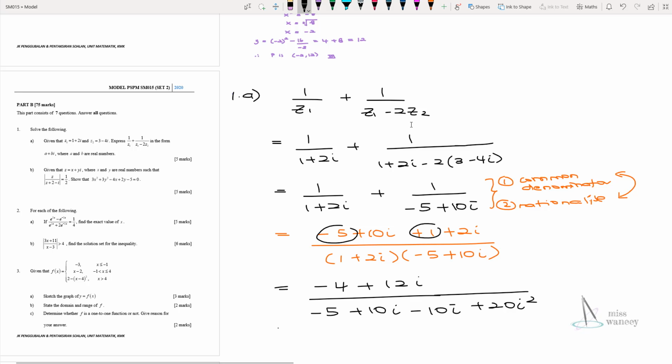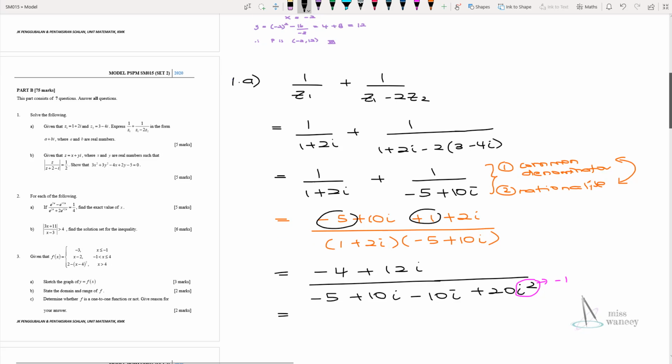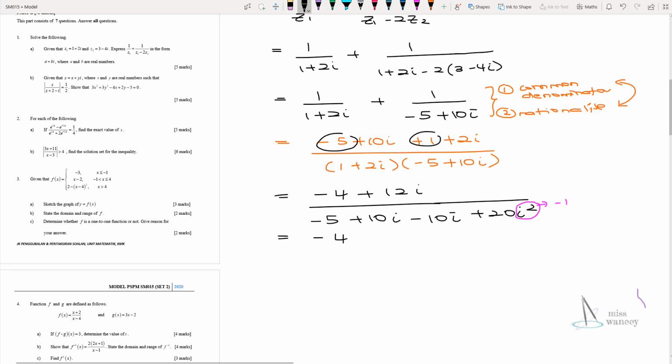Okay, so now be extra careful if you do see something that is higher than i, for example i square over here, so change this one to become negative 1. Okay, so what do we have in our numerator? So we are going to get negative 4 plus 12i over, so negative 5, negative 20, so negative 25, and then 10i minus 10i cancel out lah, so kita tinggal benda ni je lah yang kita tutup kosong. Okay, so what we have is actually 4 over 25 minus 12 over 25i.